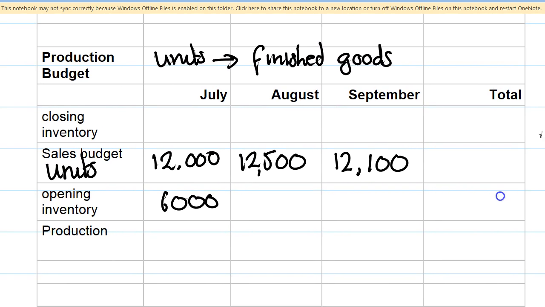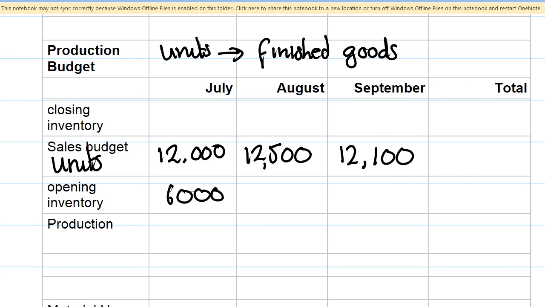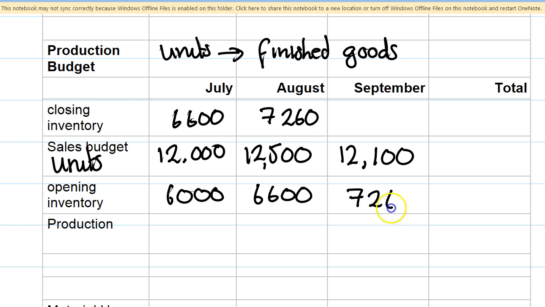We can now put those workings into the pro forma. So we have our closing inventory for July, and that will become our opening inventory for August. Our closing inventory for August becomes our opening inventory in September, and we have the closing inventory at the end of September.